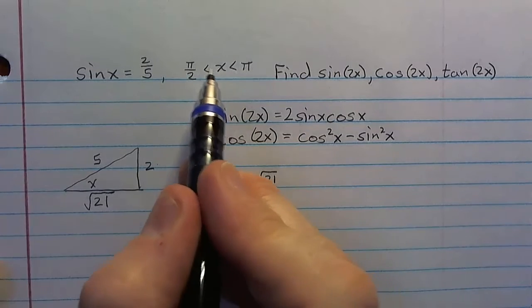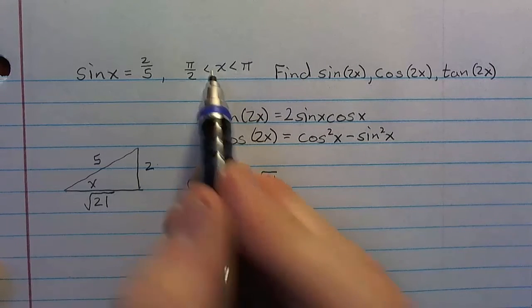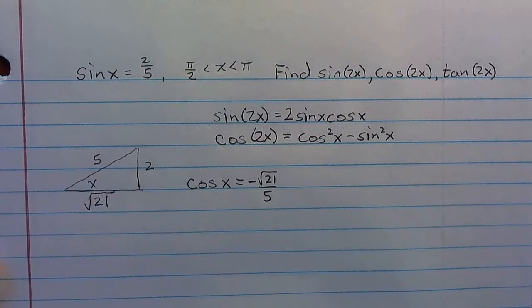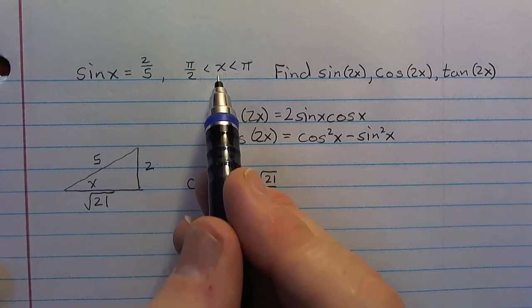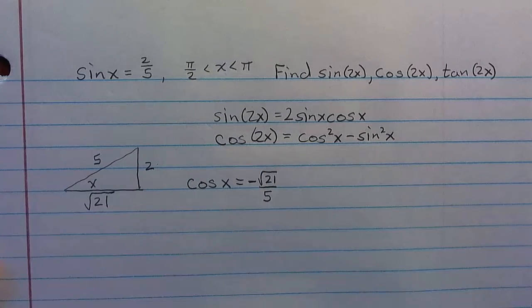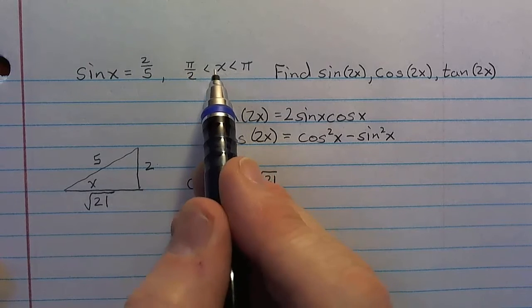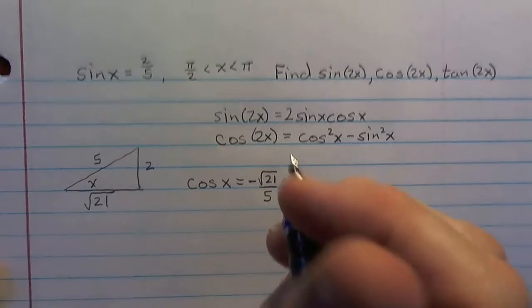Now, remember we're in quadrant 2 here. That's where I use this part, because I know that it's got to be negative. We use this to determine if cosine is positive or negative, and in this case, it's negative. If we were in quadrant 3, between pi and 3 pi over 2, it would be negative too. Cosine is positive in quadrants 1 and 4. So now we're ready to go.